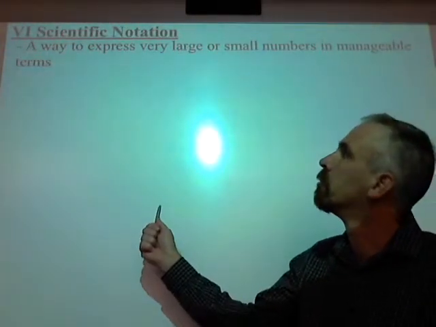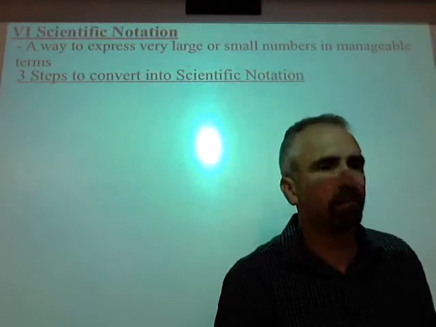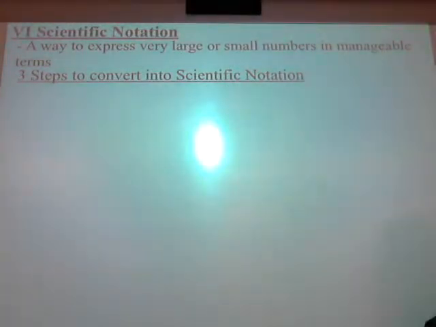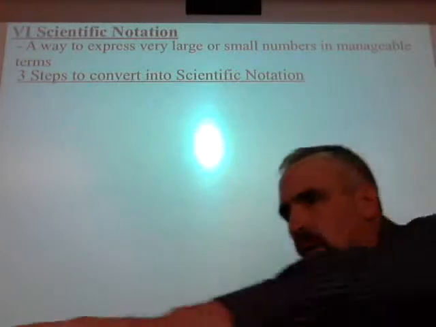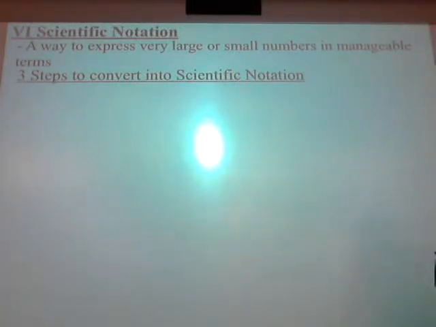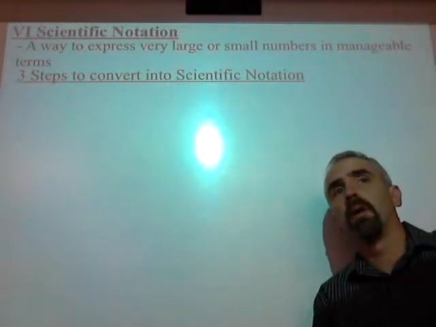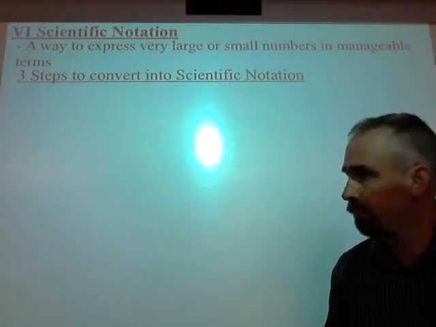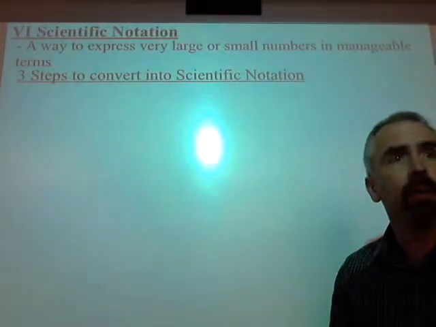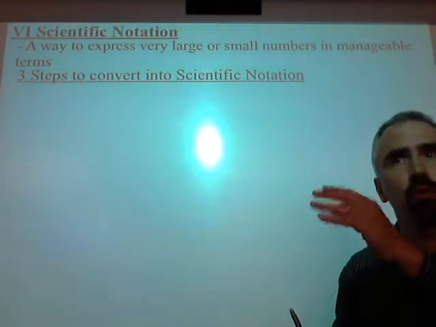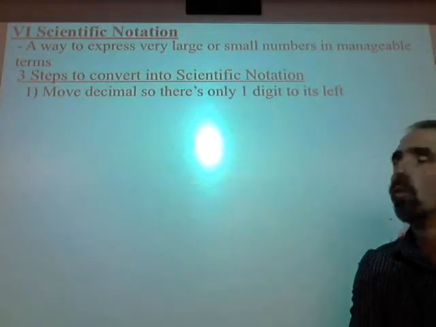All right, so let's do this. Three steps. Three basic steps to convert into scientific notation. Well, the first one is a mistake we made actually, two people made. You've got to move that decimal, not just to the end of the number, but rather so there's only one digit to its left. Okay? You're going to move the decimal so there's only one digit to its left.